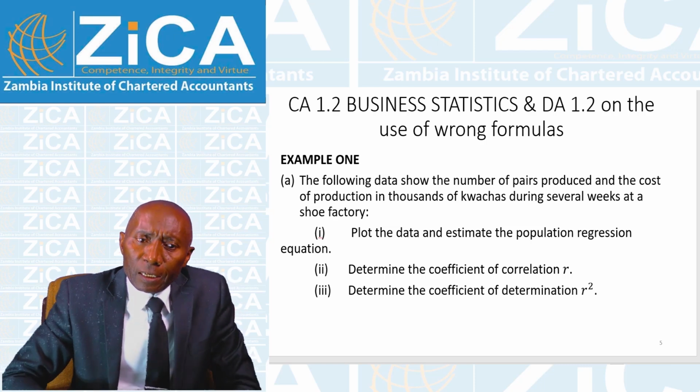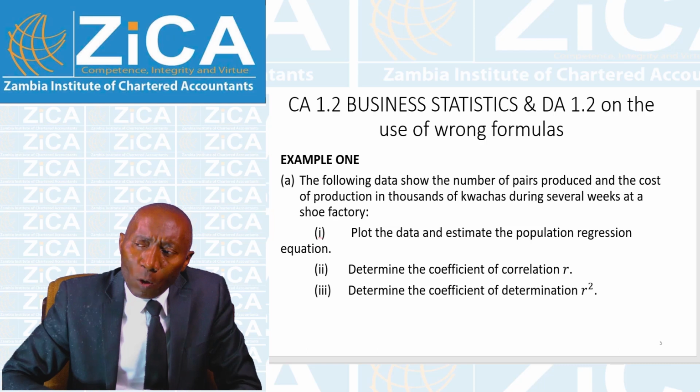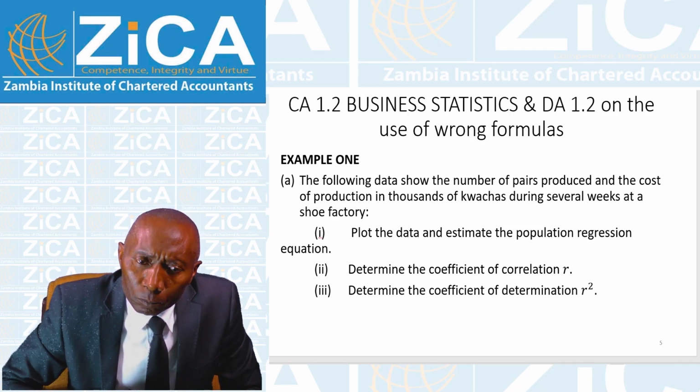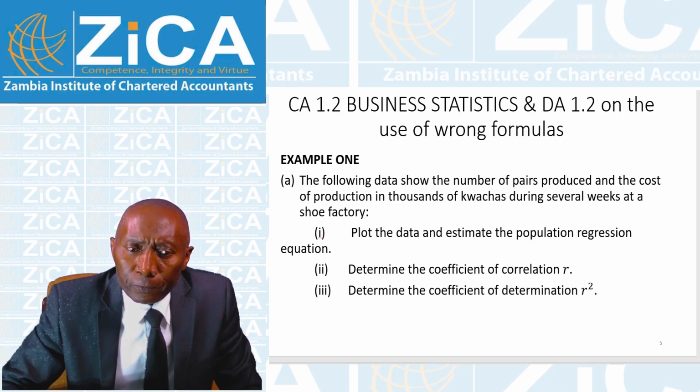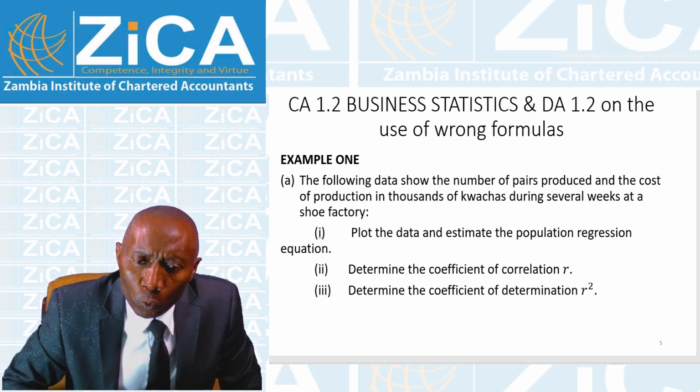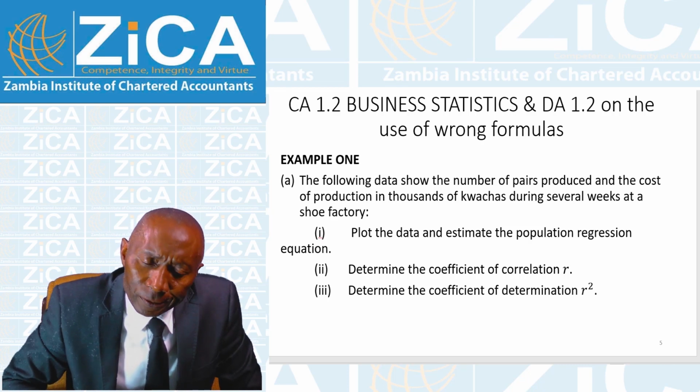For instance, if you look at CA 1.2, which is Business Statistics, and D2, which is Quantitative Analysis, use of long formulas on a question to do with regression analysis. Let us look at example 1.